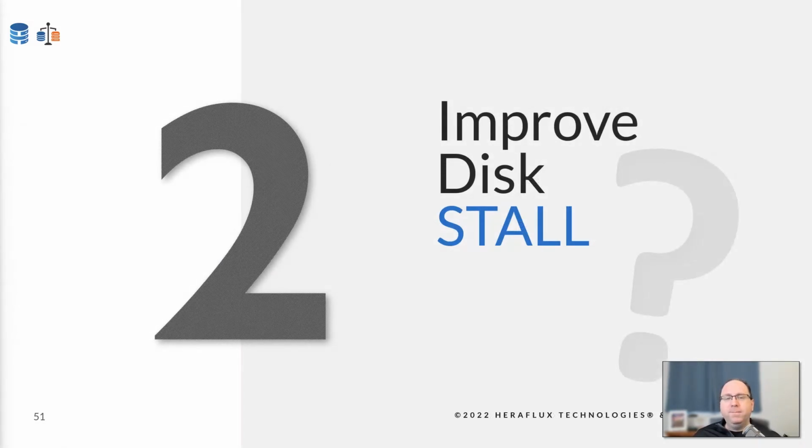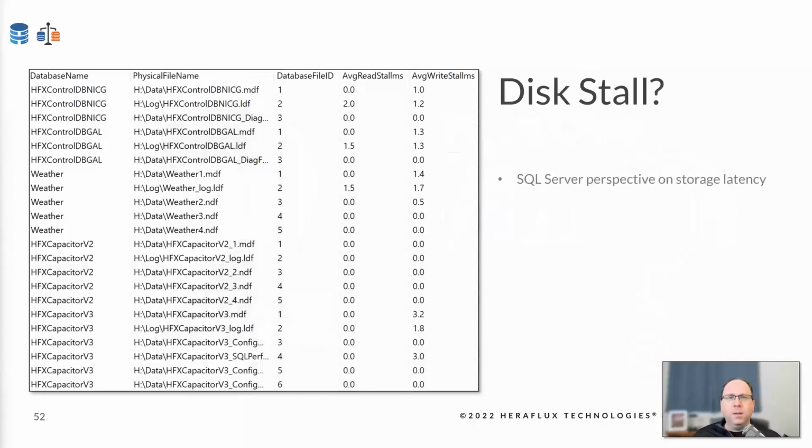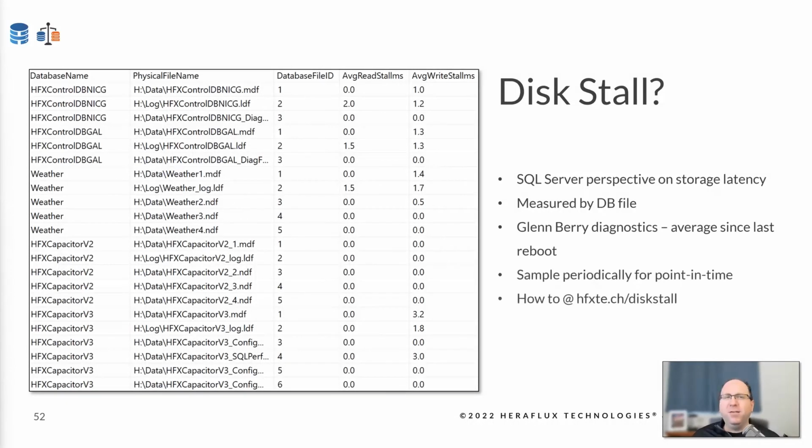Now we've hit the database layer itself, and we're looking at distribution in here. So that thing I was talking about at the very beginning, disk stall, it is SQL Server's perspective on storage latency. It's measured by the database data or log file. Now, if you go to Glenn Berry's diagnostics, so Glenn with two N's, SQLperformance.com, go to resources, he's got some diagnostic scripts out there that are fantastic. It gives you the average disk stall since the last time the SQL Server was restarted.